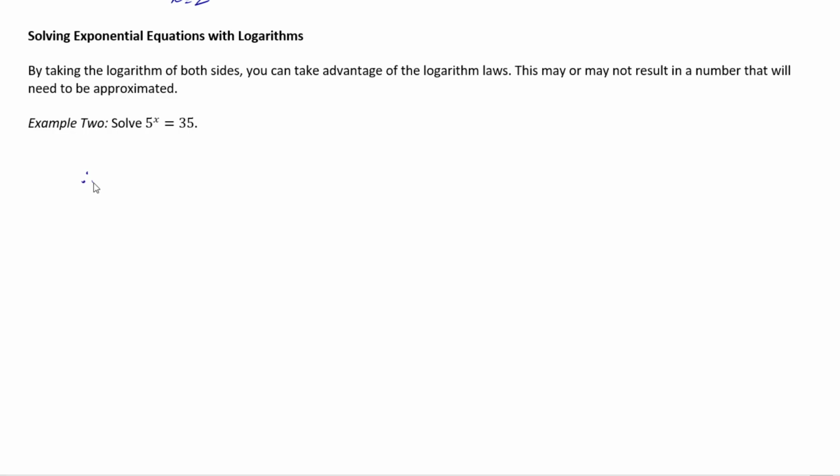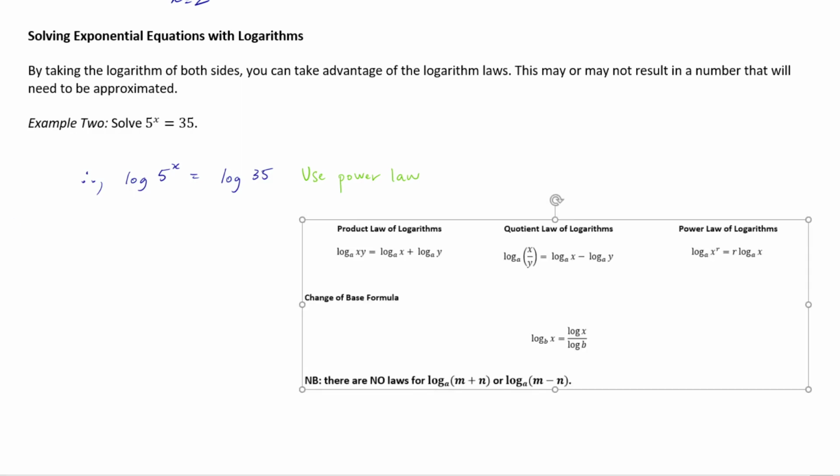So therefore, common logarithm, so I'm not going to write the base, it's 10, of 5 to the power of x is equal to common logarithm of 35. Recognizing that I'm taking the logarithm of a number raised to some exponent, I can use the power law. And the power law is something that we learned last lesson. So I'll bring up the logarithm laws so you can see them right now. You can see the various logarithm laws that we learned in the last lesson.